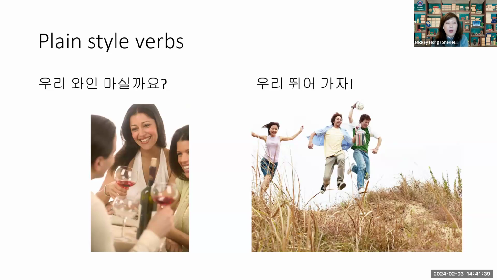Okay, when you're with strangers or people you're not familiar with, you ask politely, shall we? 우리 와인 마실까요? Shall we have wine? Shall we drink wine? But when you're proposing something with a close friend, let's do this, let's do that. You have verb stem 자. 우리 뛰어가자. Let's run.